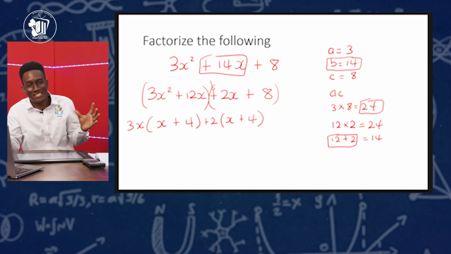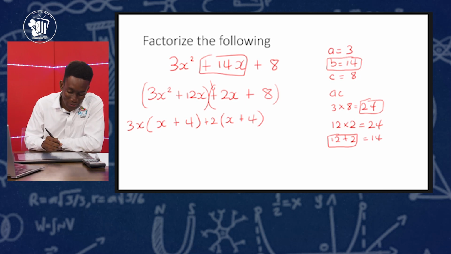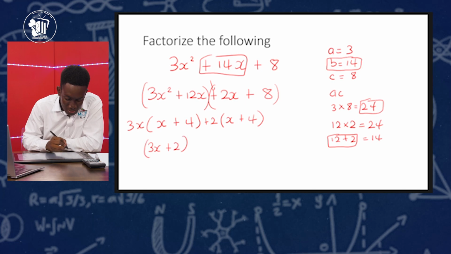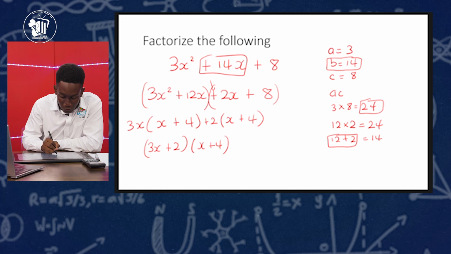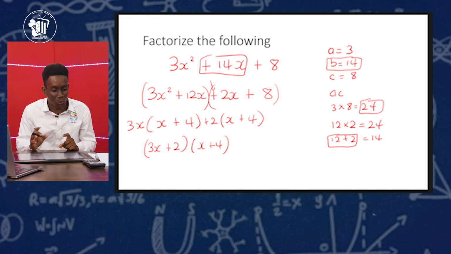So our brackets are the same. That means we did something absolutely correct, and we should give ourselves a tap on the shoulder. So we take what is outside the bracket and we put it in the bracket. So we'll have 3x plus 2, and then we bring down one in the other bracket, which would be x plus 4. And that is the answer. And that is how you factorize that quadratic.